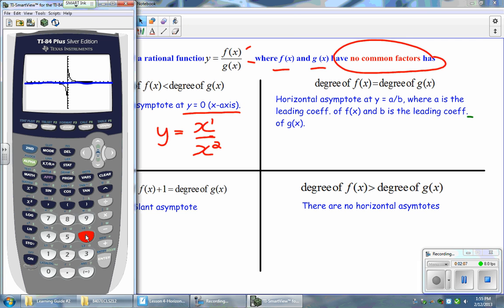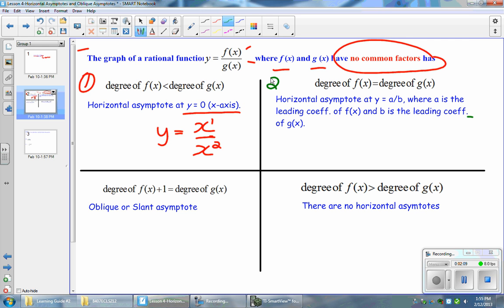Now the second scenario, where the degree of the numerator, f of x, is equal to the degree of the denominator. So the numerator and the denominator have the same degree. When this happens, there's a horizontal asymptote at y is equal to a over b, where a is the leading coefficient of f of x, and b is the leading coefficient of g of x. That's quite a bit of information, so let's actually observe a graph with these characteristics.